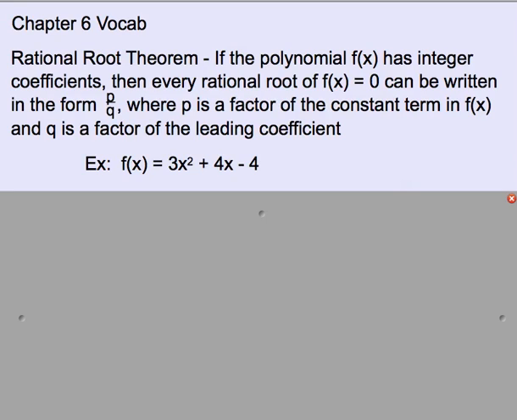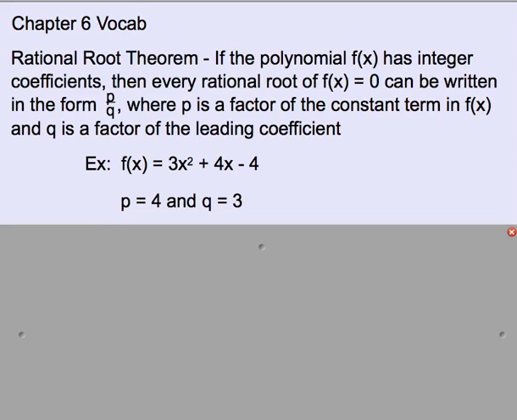Now the rational root theorem doesn't guarantee that we do have a rational root. What it tells us is that if we do have a rational root, these are the only possibilities. So if we check all of these possibilities and none of them work, then it doesn't have a rational root. Okay, so P is 4. Q is the leading coefficient, so Q is 3.